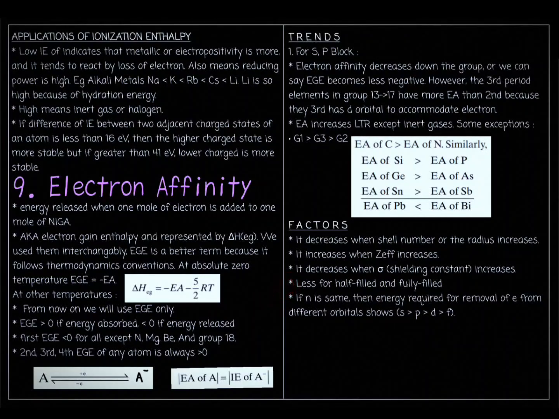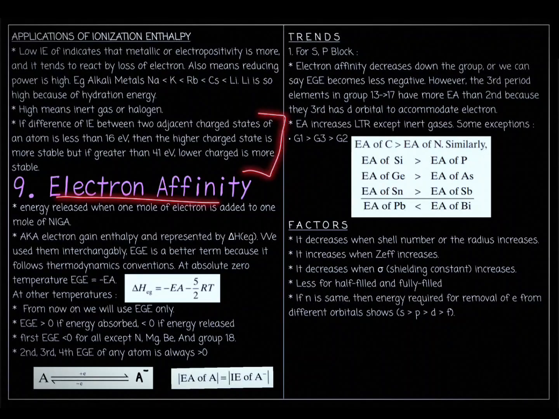And high ionization enthalpy usually means an inert gas or a halogen. If the difference of ionization enthalpy between two adjacent charged states of the same species is less than 16 electron volts, the higher charged state is more stable. But if it is greater than 41 electron volts, the lower charged state is more stable. I think that makes sense.